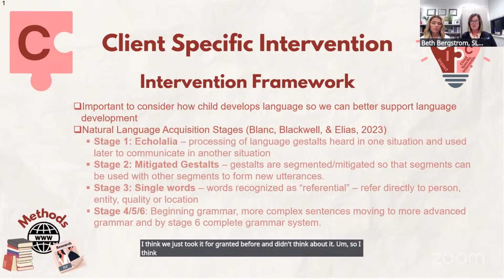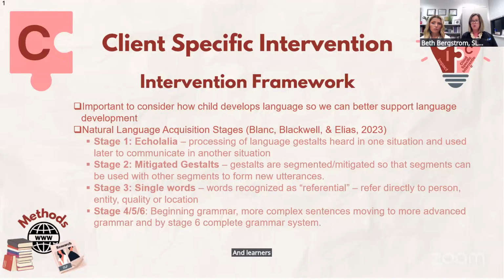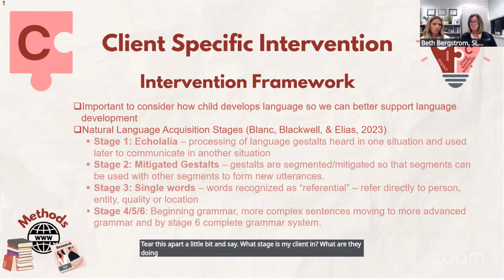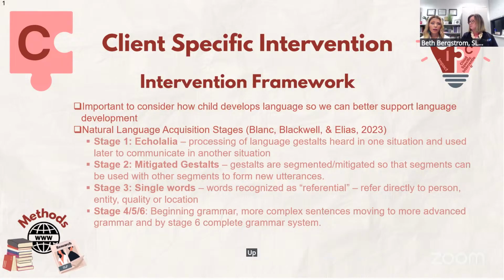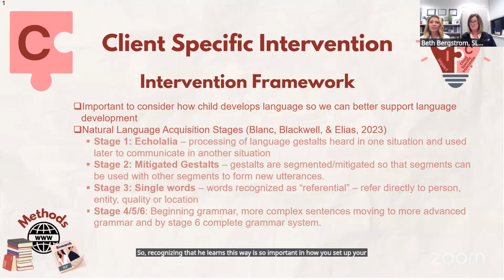So I think that's why talking about Gestalt language processing and learners now is so important: you're starting to tear this apart a little bit and say, what stage is my client in? What are they doing that is actually meaningful? And how can I move that up in stage? Right. And so you're not at stage 1 just beginning with introducing single words, because that's analytic. Recognizing that he learns this way is so important in how you set up your therapy session, how you're doing your methods, and also the goals that you're selecting.